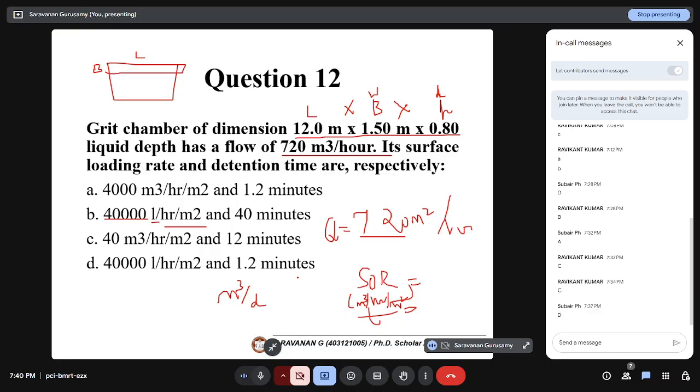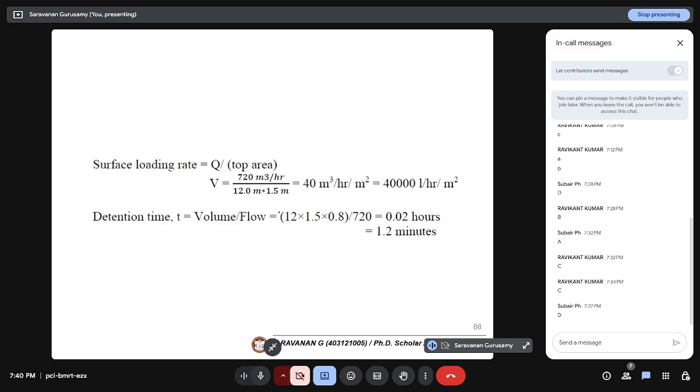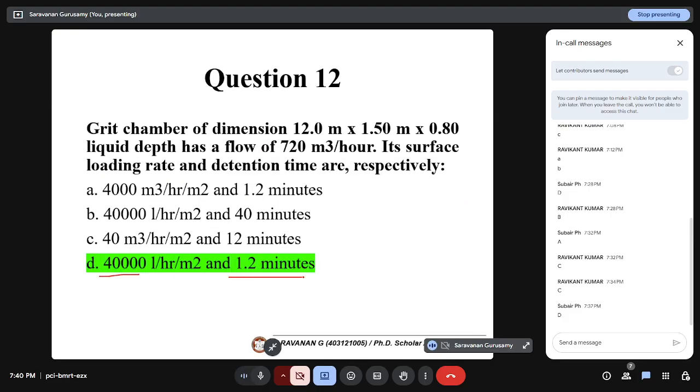How to find the detention time now? I have all these values. Q is given in meter cube per hour. Just divide volume by Q: meter cube divided by meter cube per hour gives hour. The volume will be 12 into 1.5 into 0.8; if you multiply all this, you will get meter cube. Divided by meter cube per hour, you get hour, or day or minute, anything you can calculate. So the answer is 40,000 and 1.2.